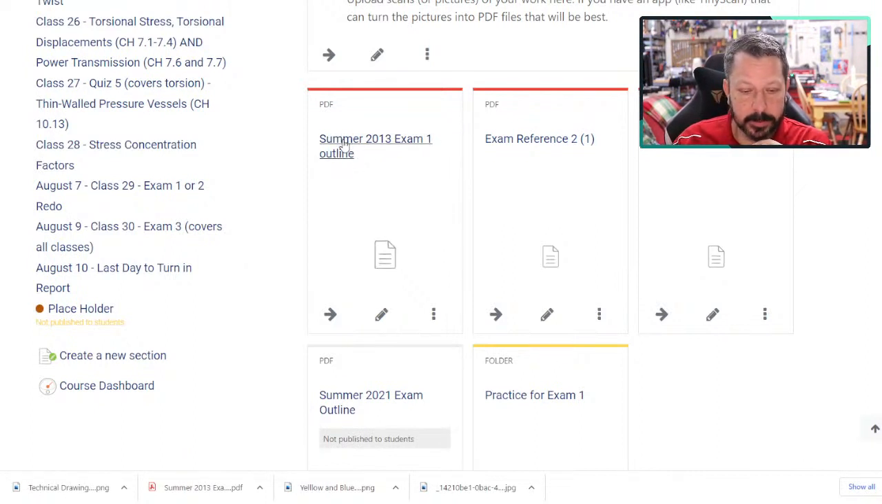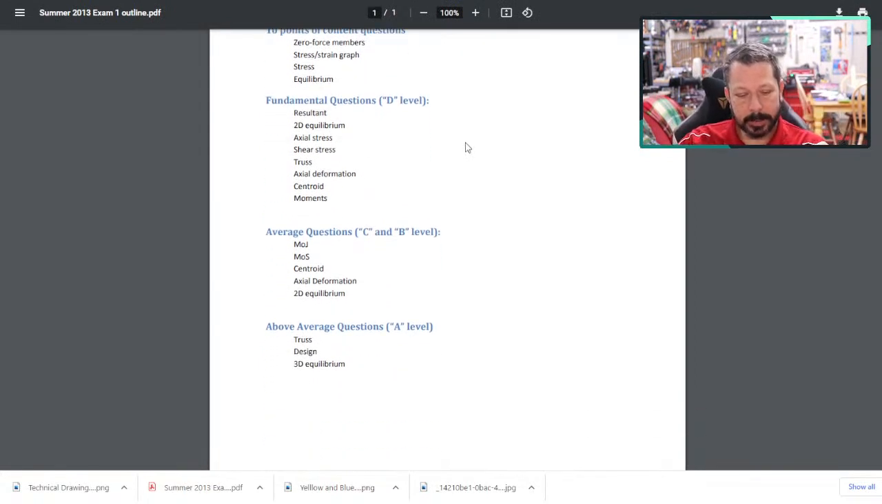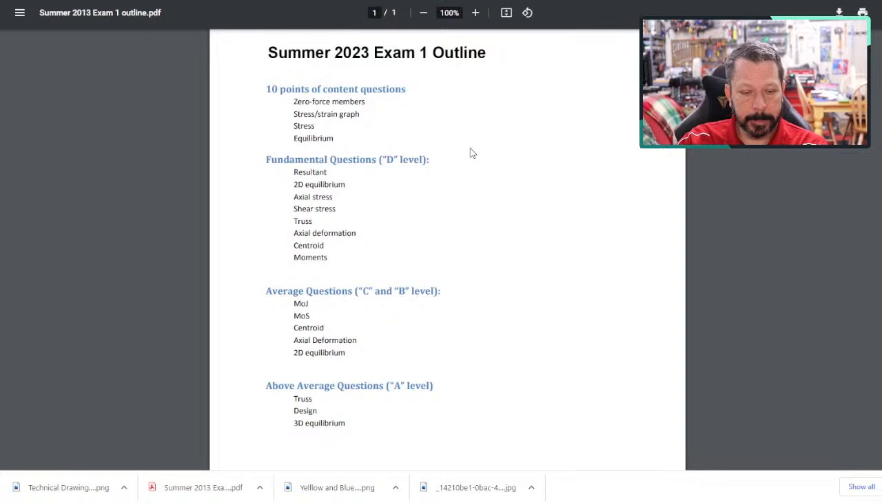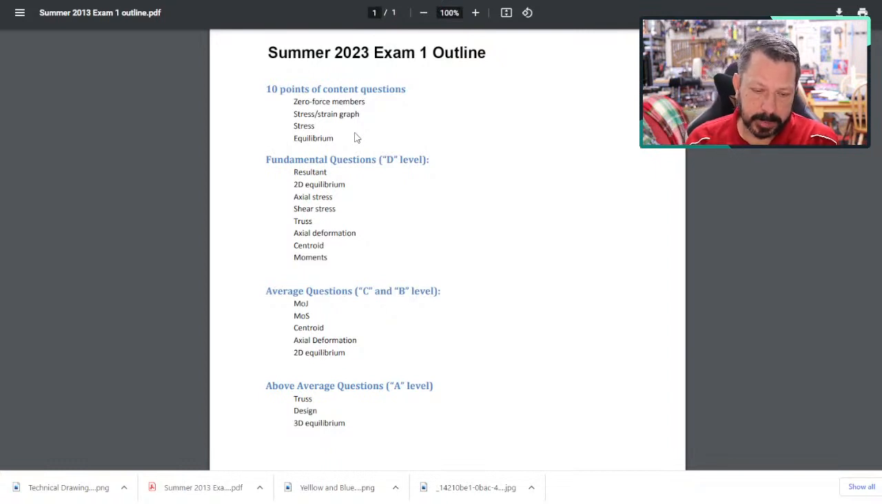This exam outline is not a problem by problem breakdown, but it's very close, very similar. This is the way I set up the exams, where the first content is questions. They're not calculations. They're content questions, about exactly 10 points of them. It might be fill in the blank or label something. Remember the stress strain diagram with the ultimate strength and yield strength and all that? You might have to label that. So there's 10 points of that.